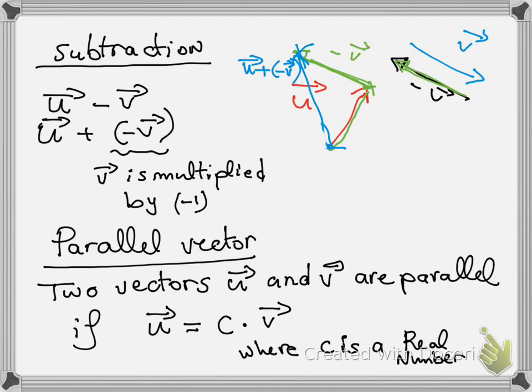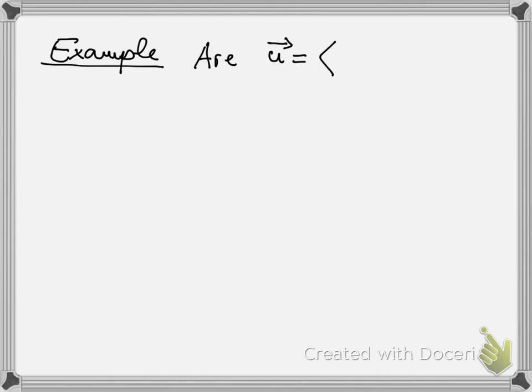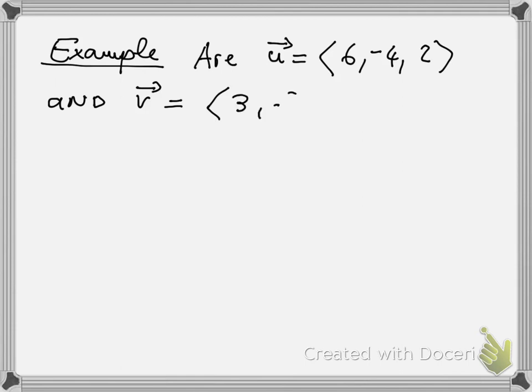Okay, so for example, are the following two vectors u, let's say 6, -4, 2, and v, let's say 3, -2, 1, are these two vectors parallel? Well, yes.